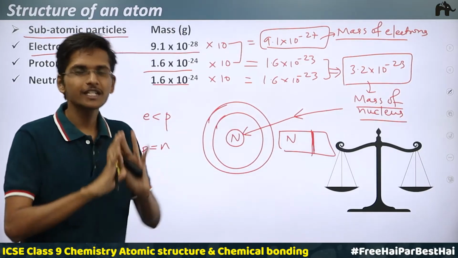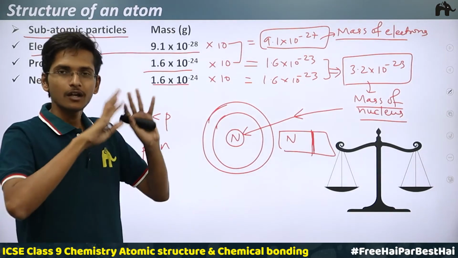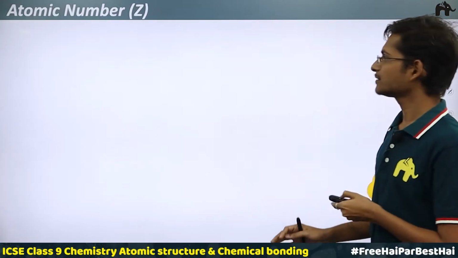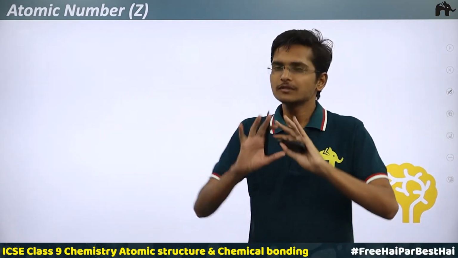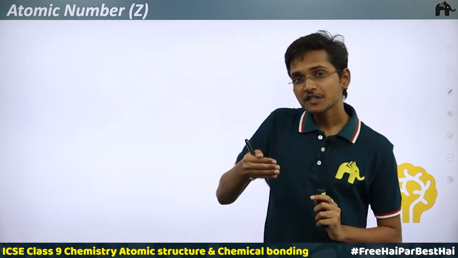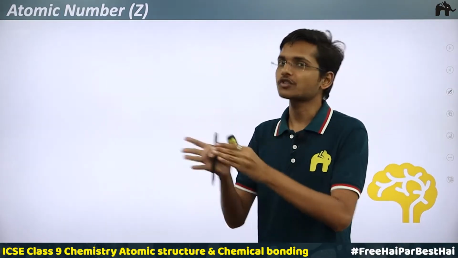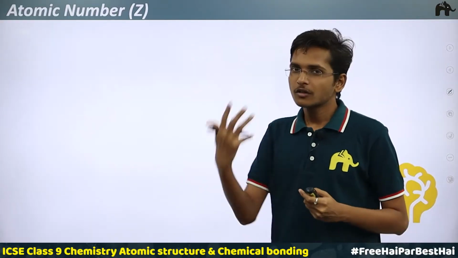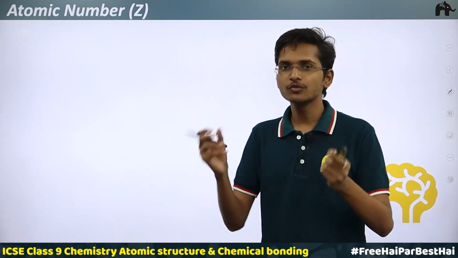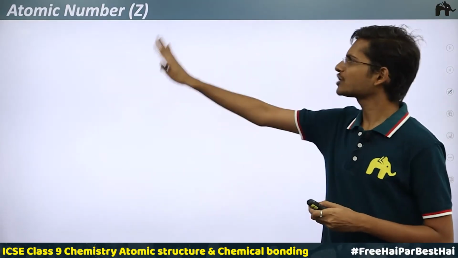Clear? So this was the relative comparison which I wanted to explain to you in terms of masses when we are considering an atom. Understood this part? I hope now the structure of atom is pretty clear to you. Now let's move ahead to the atomic number. These things would add up to the concepts of the structure of atom, because your conceptual clarity will become more and more when we study these things, atomic number, mass number and all those things. So starting with atomic number.